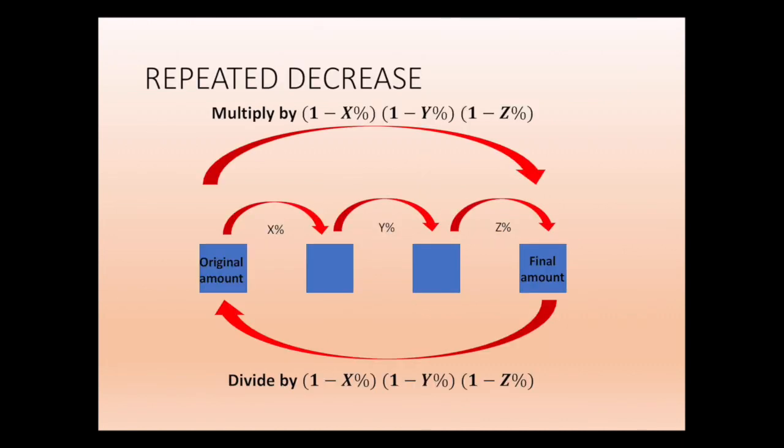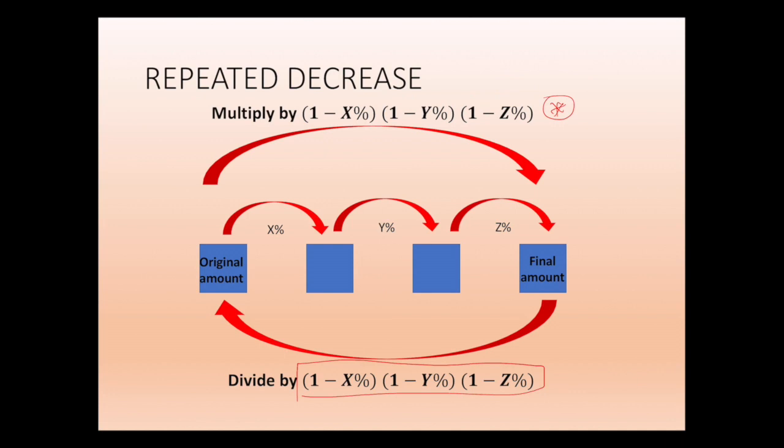Now, let's have a look at repeated decrease. Same thing happens. This time, we multiply by 1 minus X%, 1 minus Y%, and 1 minus Z%. So from the original amount, you reduce it by X%, reduce it by Y%, reduce it by Z%. When you come back, you divide by this formula.